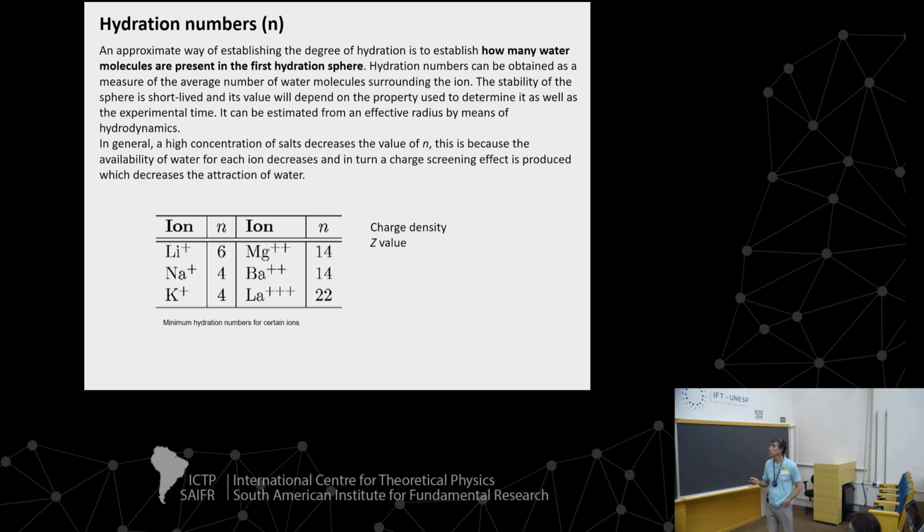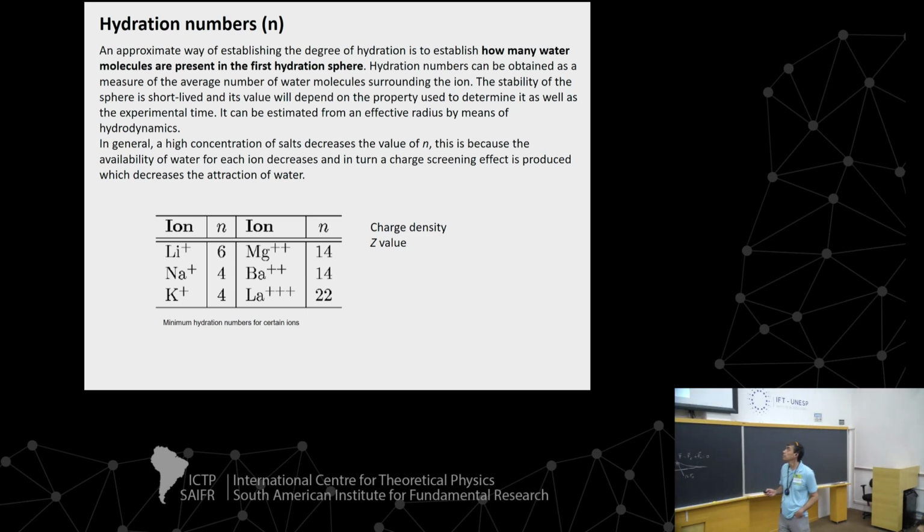Here, for example, is a table where you see lithium, sodium, and potassium. You have the same charge, but the charge density goes down in this series, and so the hydration number for lithium is the highest, since you have a very small ion which has the same charge as, for example, sodium or potassium, but the charge density is higher. And when you move to ions with higher charge, of course, you are going to see more hydration. Hydration numbers are going to grow. This was expected.